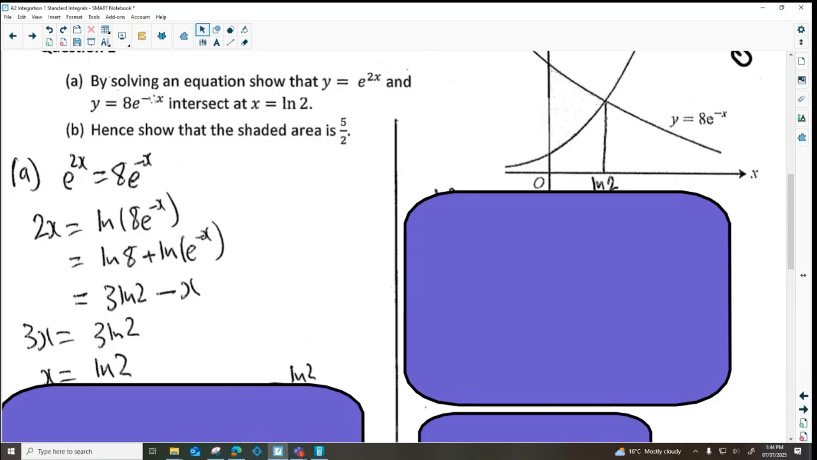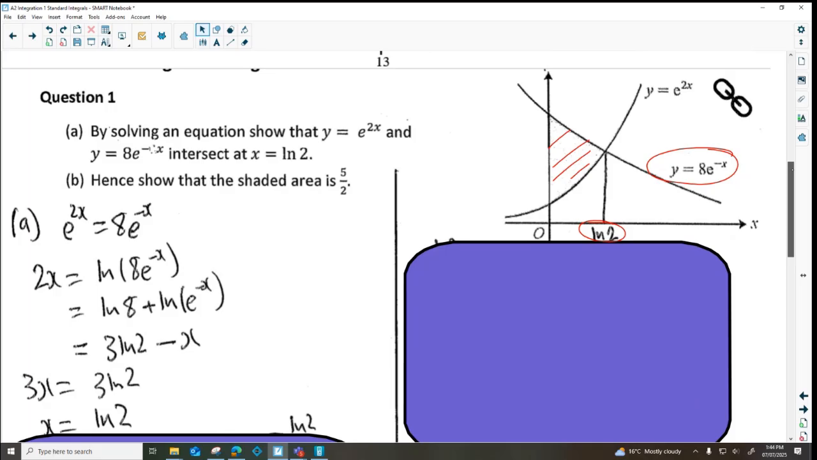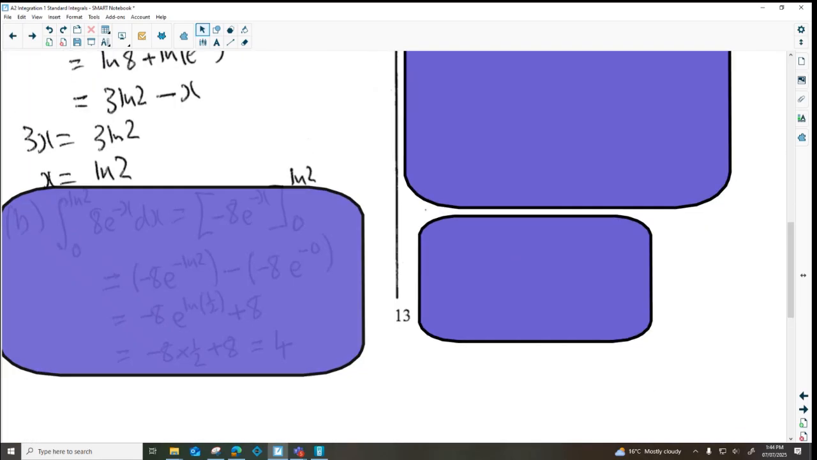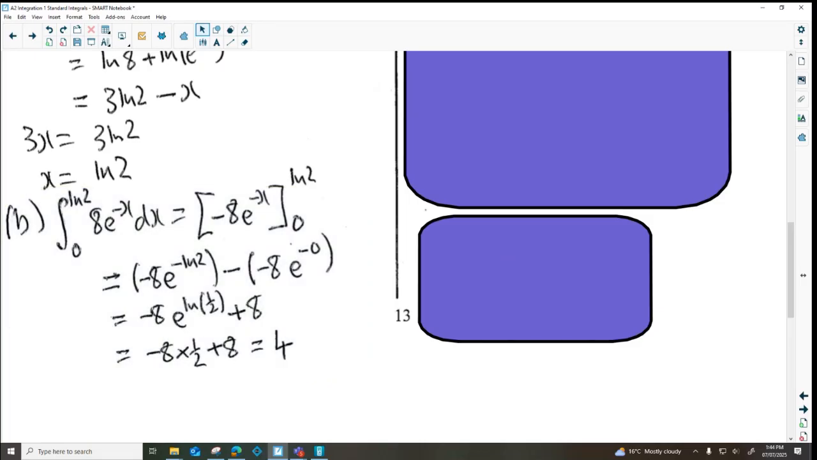So that means we know that the x coordinate where they intersect is here. This is the shaded area we've got to work out. We are going to do this by finding the area under the top graph, the function 8e to the minus x, and then subtracting the area underneath that. So the area under 8e to the minus x is the integral, both areas start at x equals 0, of 8e to the minus x. E to the power of a linear function: you do 8 divided by minus 1, so that's minus 8e to the minus x. Sub in x equals ln 2, sub in x equals 0, and subtract.